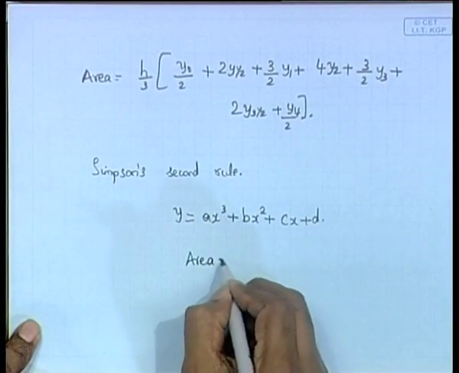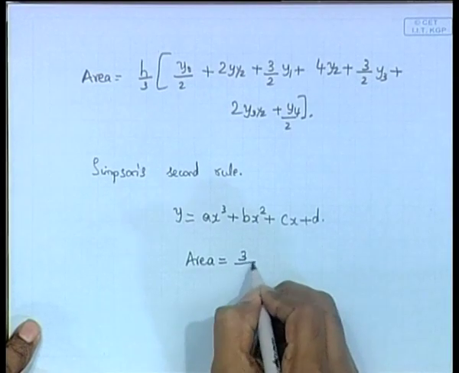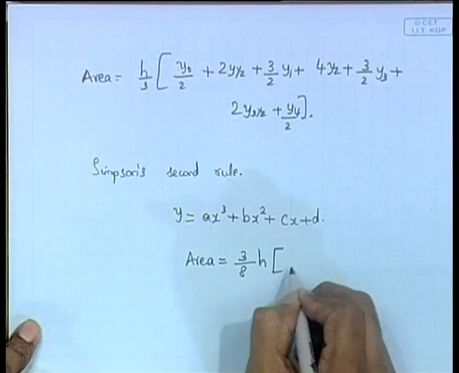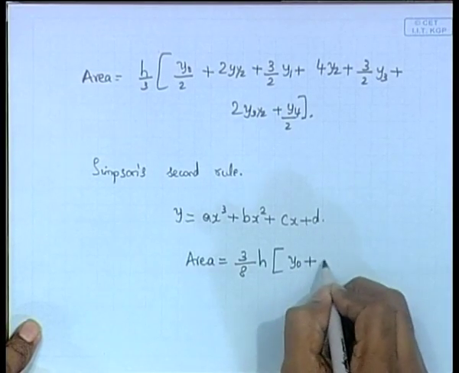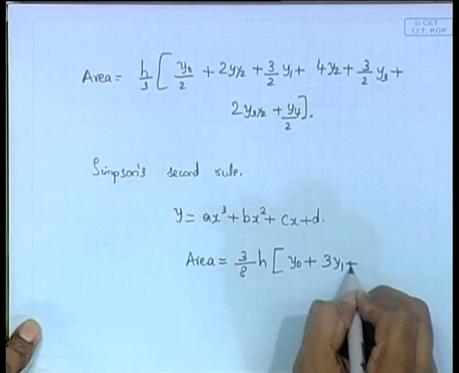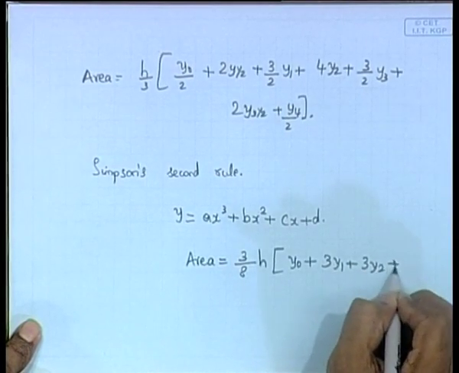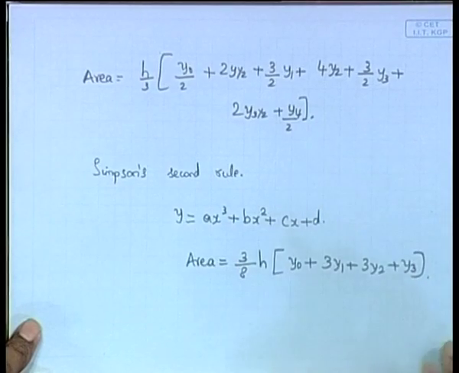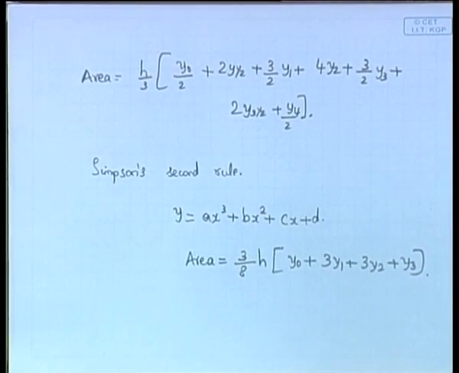Just know this way of writing: the area is equal to 3 by 8 h into (y 0 plus 3 y 1 plus 3 y 2 plus y 3). So, this will give you the total area that you need to find.